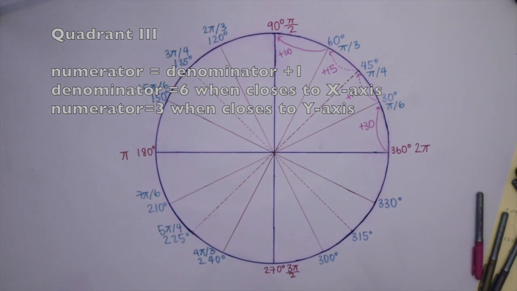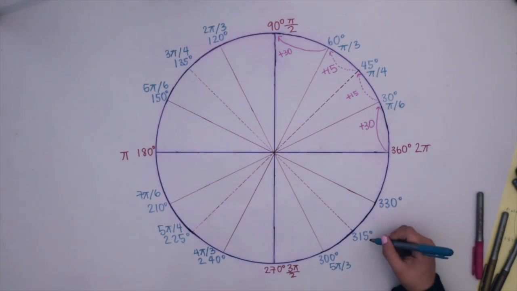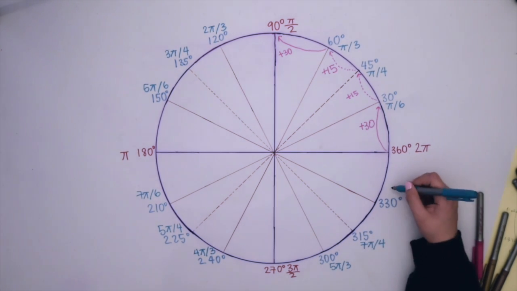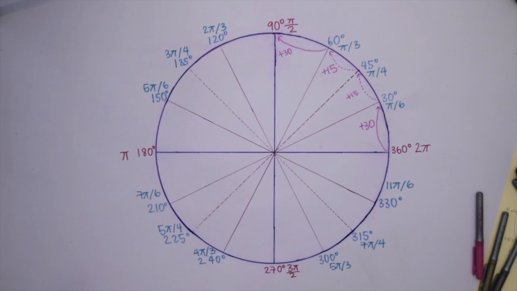The last quadrant is basically memorization, unless you can imagine how 5 pi over 3 works. 2 pi would be 6 pi over 3, and 6 pi over 3 minus 1 pi over 3 would be 5 pi over 3. Likewise, since 2 pi would be 8 pi over 4, you would take 8 pi over 4 and subtract 1 pi over 4, which would be 7 pi over 4.